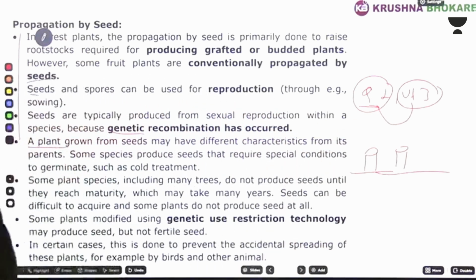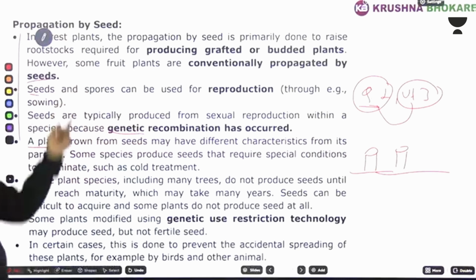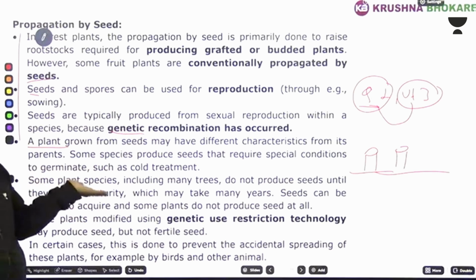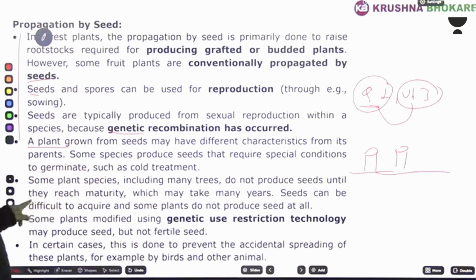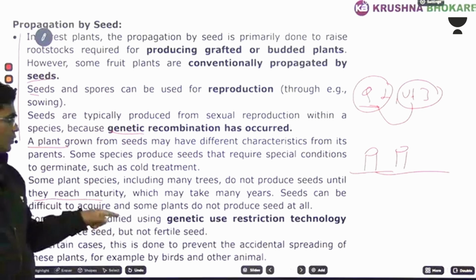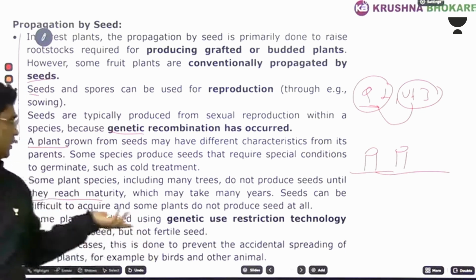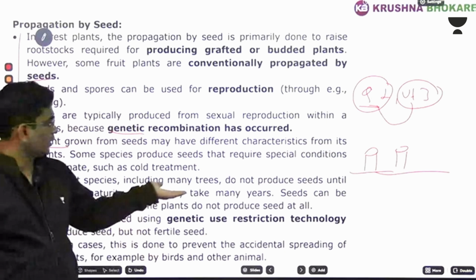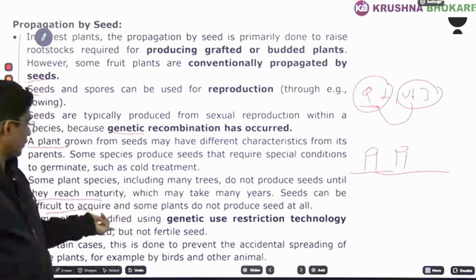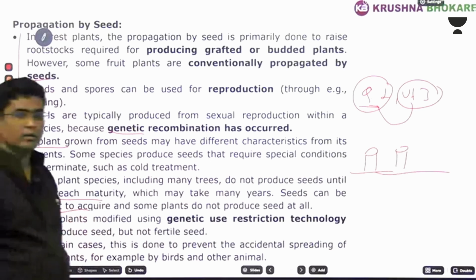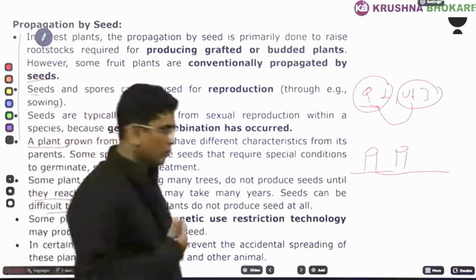Some species produce seed that requires special conditions for germination, such as cold treatment. We have seen that. Some plant species, including many trees, do not produce seed until they reach maturity. So in such a condition, what is the other option? Vegetative propagation. Correct. Which may take years. So seed can be difficult to acquire, and some plants do not produce seed at all. Can you tell me the names of some plants which are not producing seeds?